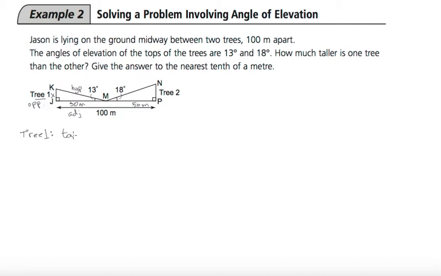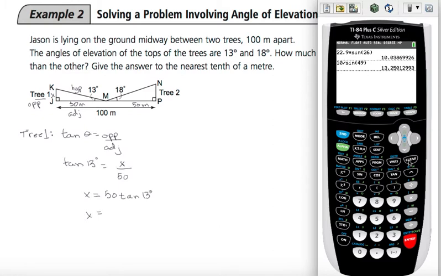Well, that's SOHCAHTOA. TOA is opposite and adjacent. So we're looking at tan theta is equal to opposite over adjacent. So tan, my theta is 13 degrees, is equal to opposite x over adjacent 50. x is on the top, so I'm multiplying. So x is equal to 50 times tan 13 degrees. So x is equal to, you can put that in your calculator.